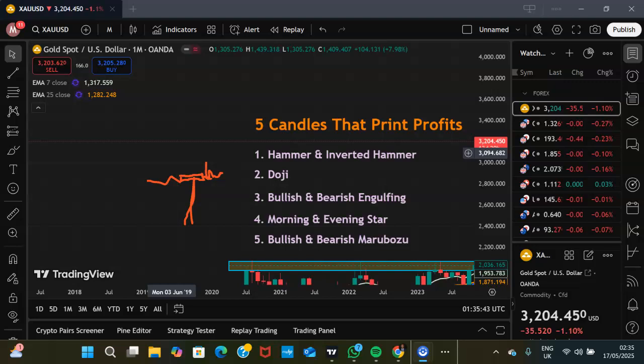the candles that follow. Most likely, when you see a dragonfly doji, you want to wait for an engulfing candle above that area, telling you that yes, this price has confirmed that it wants to continue buying towards the upside.